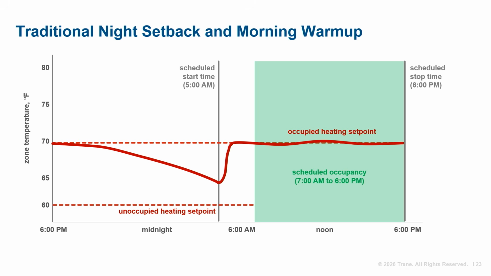The system goes into unoccupied or night setback at 6 p.m. As you can see, the system operates at set point prior to the scheduled occupancy time and all the way through the day until the programmed occupied period has expired.